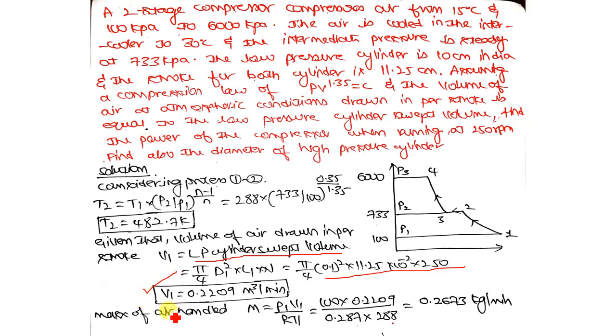And the mass of air handled: consider any of the state points, preferably the starting point, which is state 1. So apply the ideal gas equation here. PV is equal to mRT, correct? Apply it for state 1 and you will get the mass. So at state 1, everything will be at 1. So m is P1 V1 divided by R into T1. R for air is 0.287. You have to remember this particular value. I told you the values of Cp, Cv and R have to be remembered for air and water. So substitute the P1 value, V1 value and T1 value. The mass of air handled we'll get as 0.2673 kg per minute.